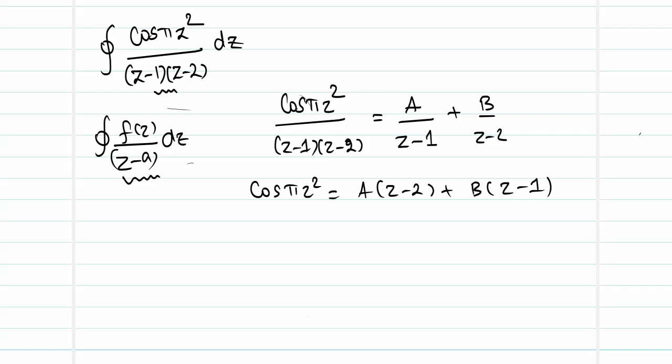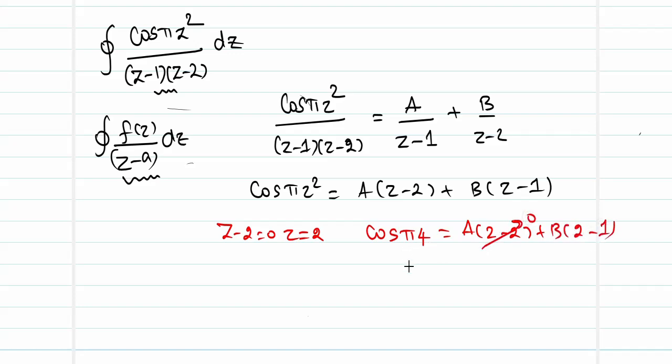How to get the values of A and B? Just equate the factors to 0. So z − 2 is equal to 0, z is equal to 2. When I substitute z as 2, I will have cos(π·2²), which makes it cos 4π, equal to A times (2 − 2) plus B times (2 − 1). 2 − 2 makes it 0. Cos 4π, an even number of π, is 1. So 2 − 1 is 1, times B. So that gives me B as 1. So I have got my value of B.